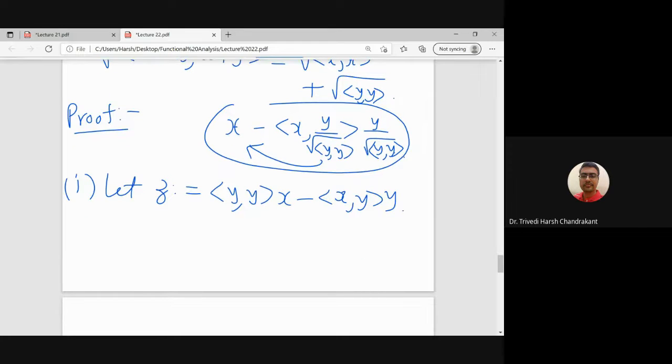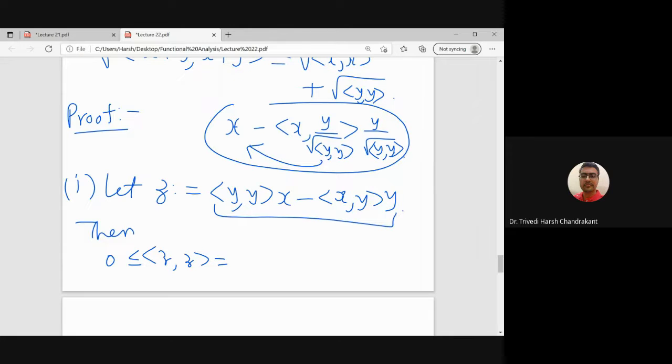If we consider our z to be this element, then clearly the inner product of z with z is a non-negative number. So when we take its inner product with itself, the first term we will get is inner product yy.